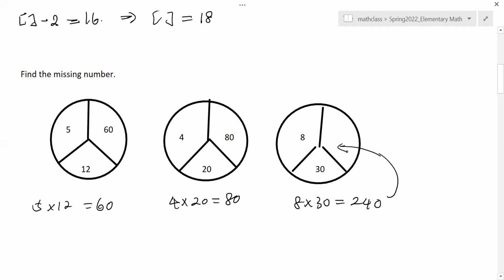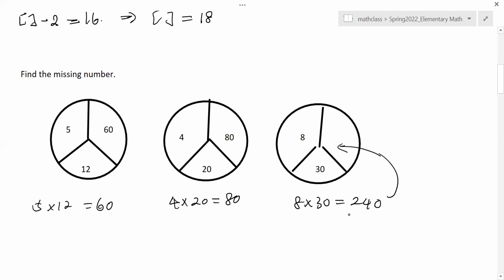Right? Yeah, that makes sense. So usually the same operation is carried over to the next one, right? Using the same operation. Okay, 8 times 30 should be 240.